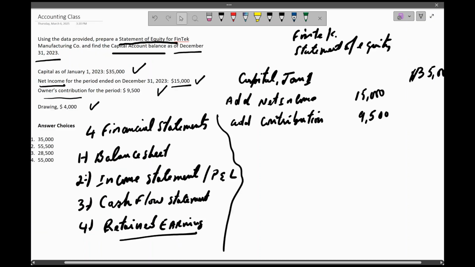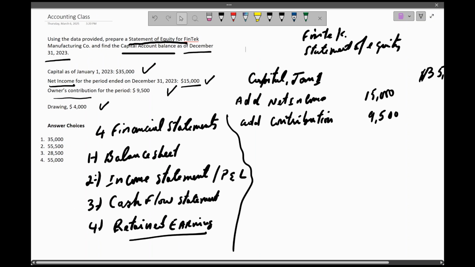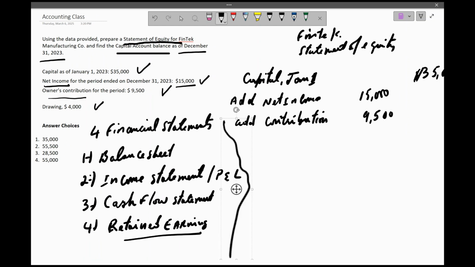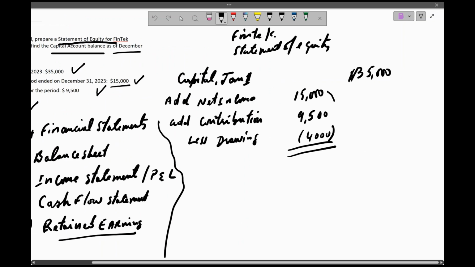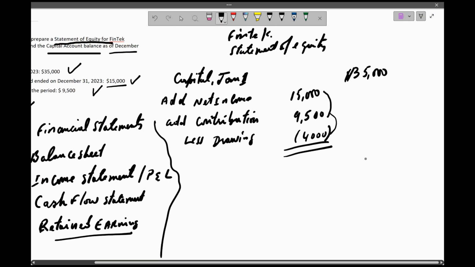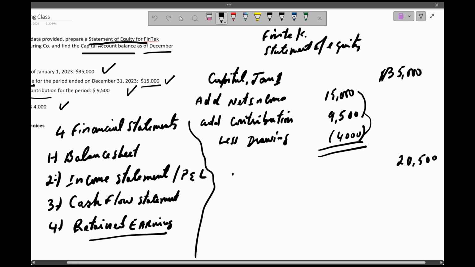9,500. At the same time, during the period, the owner took out $4,000, less drawing, $4,000. Now 24.5, minus 4, so you have 20,500 left.